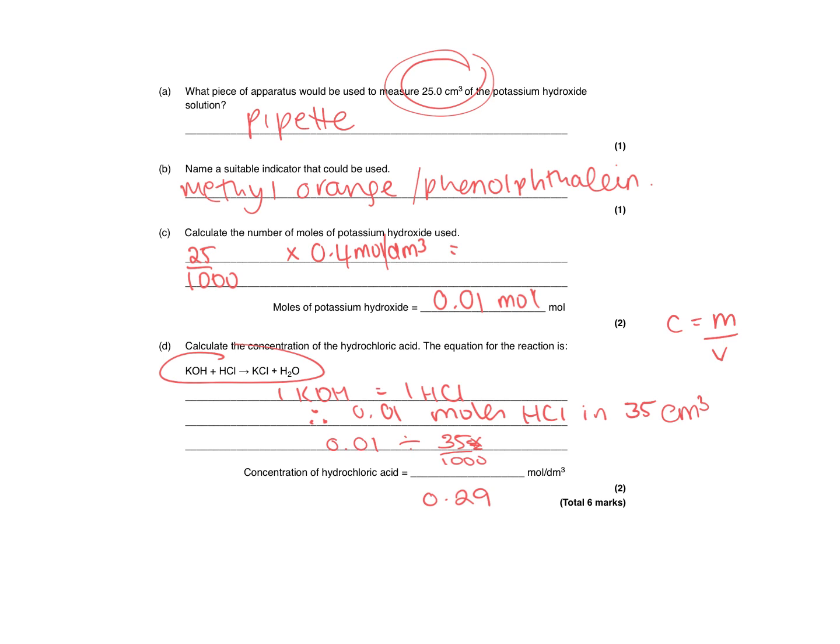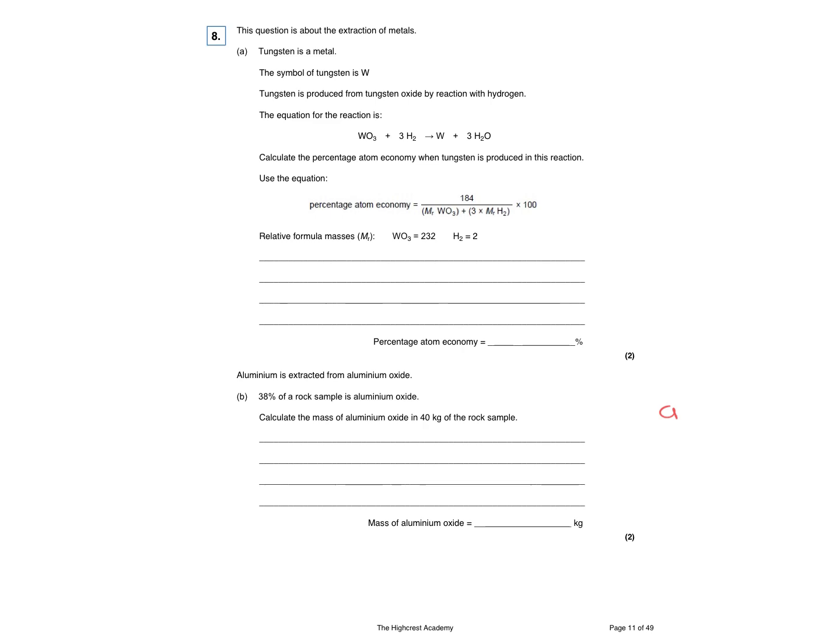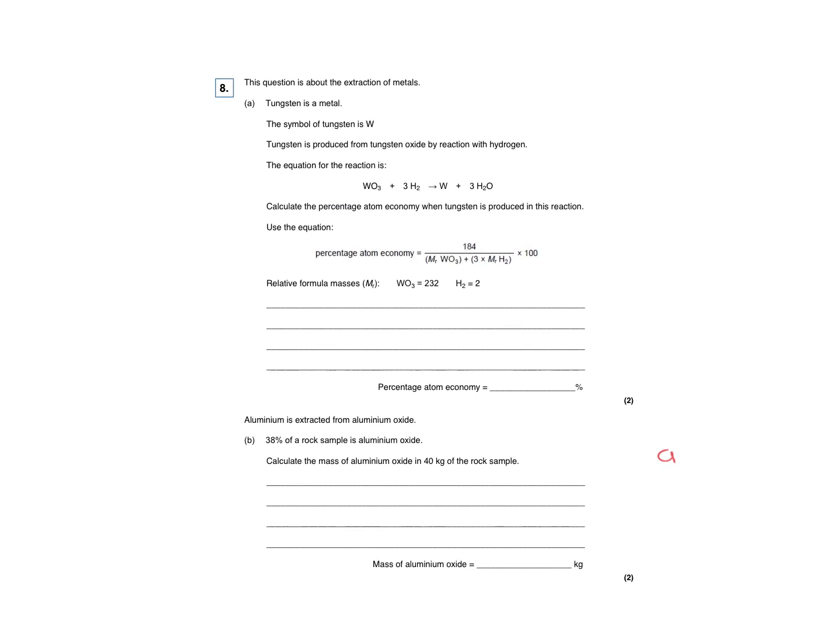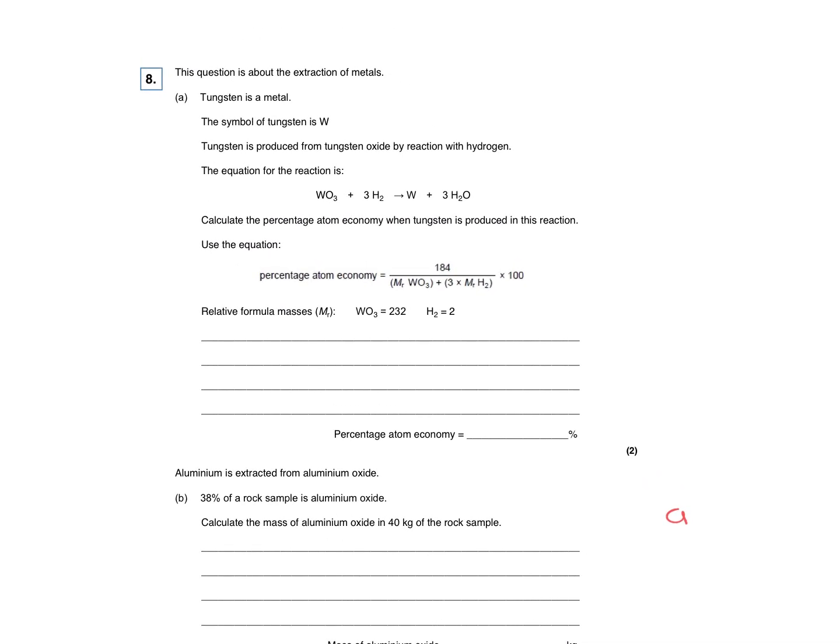So you're constantly just rearranging the equation. Moles is equal to concentration times volume. The next question then is about the extraction of metals. It says tungsten is a metal, the symbol is W, it's produced from tungsten oxide by reaction with hydrogen. It gives you the equation of the reaction. Calculate the percentage atom economy when tungsten is produced in this reaction.